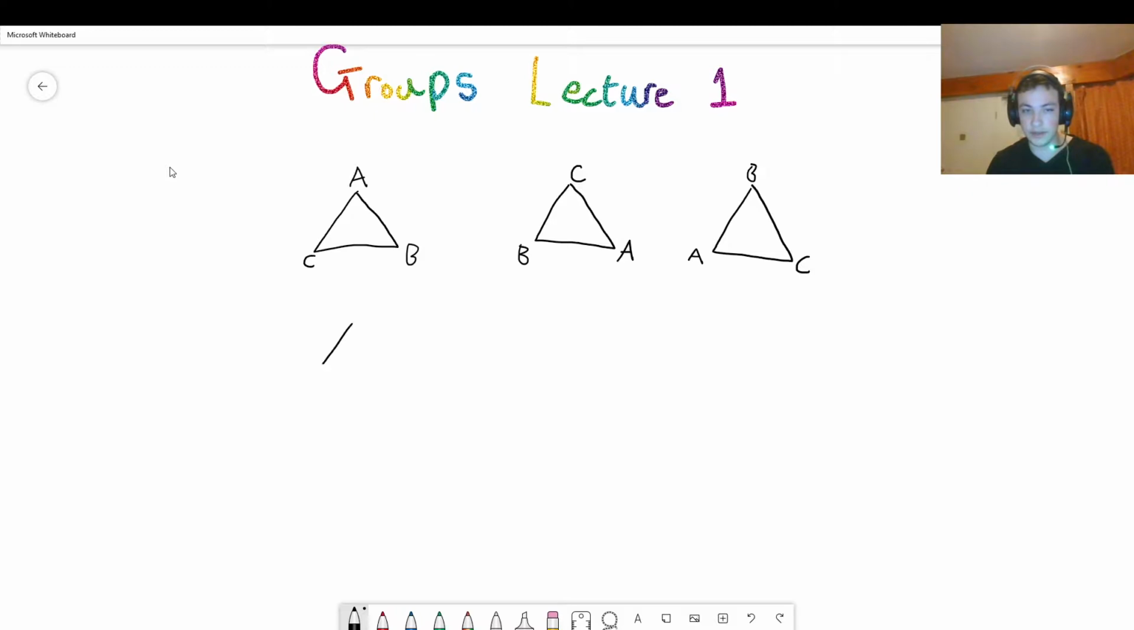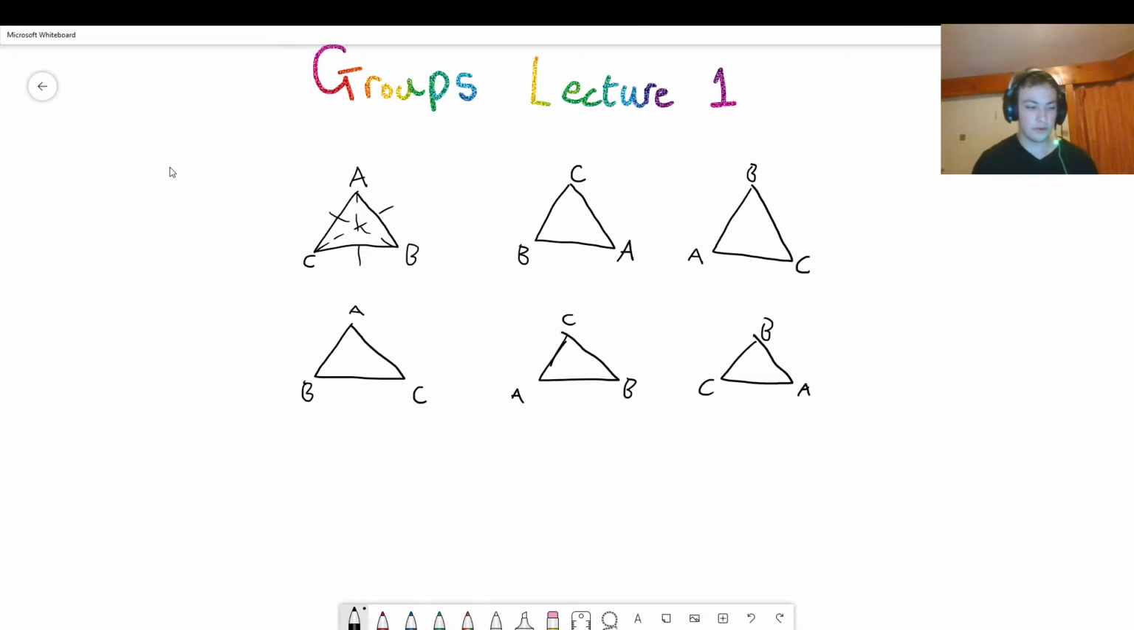And then we could reflect it about any of these three axes here, which would give the triangles A, B, C, A, B, C, and A, B, C. Okay, so what's important here is that we can take any of these and combine it with another one, and we'll end up with a third transformation of that, and that's what we want with a group.